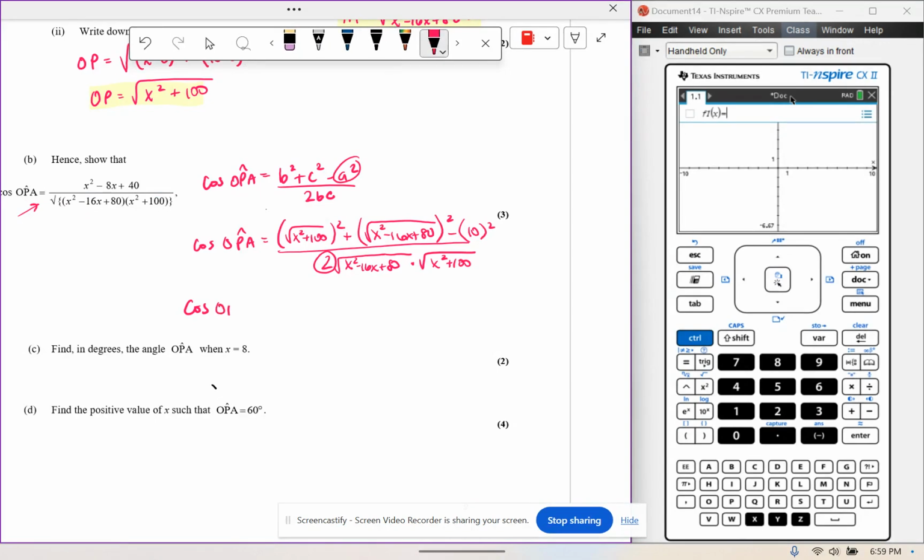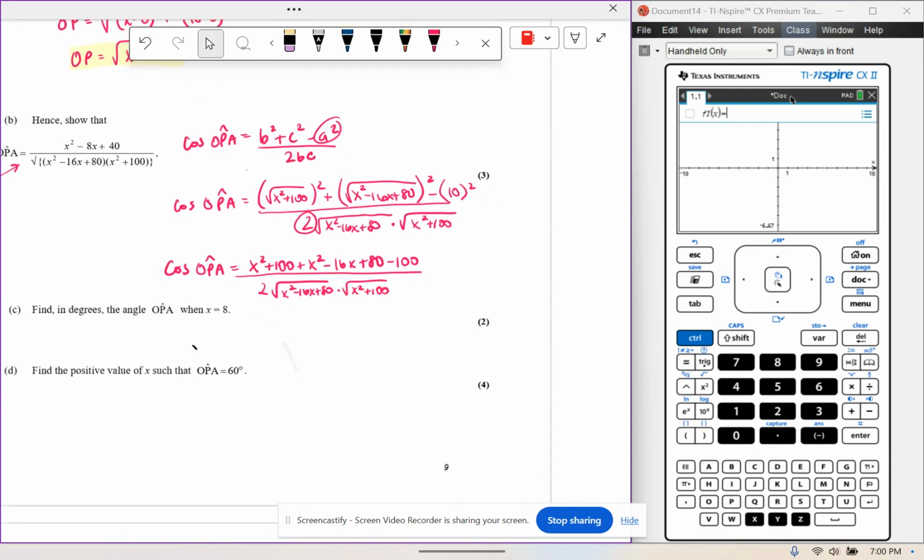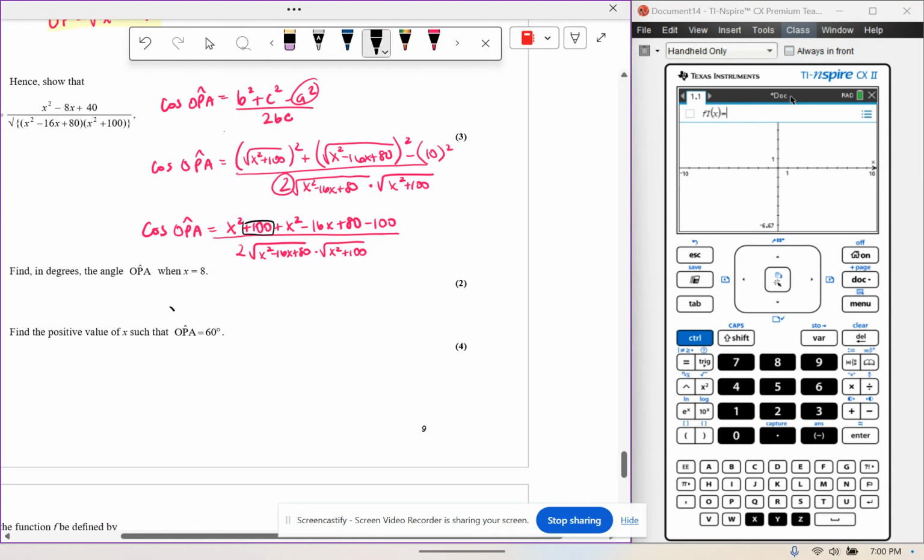So I've got the cosine of OPA is equal to x squared plus 100 plus x squared minus 16x plus 80 minus 100, and then the square root of x squared minus 16x plus 80 times the square root of x squared plus 100. Okay. So these are going to cancel, and I will be left with 2x squared minus 16x plus 80. Oh, this is fabulous. I can factor out a 2. So I have 2, and then x squared minus 8x plus 40. Perfect. Oh, these are going to cancel. Excellent.